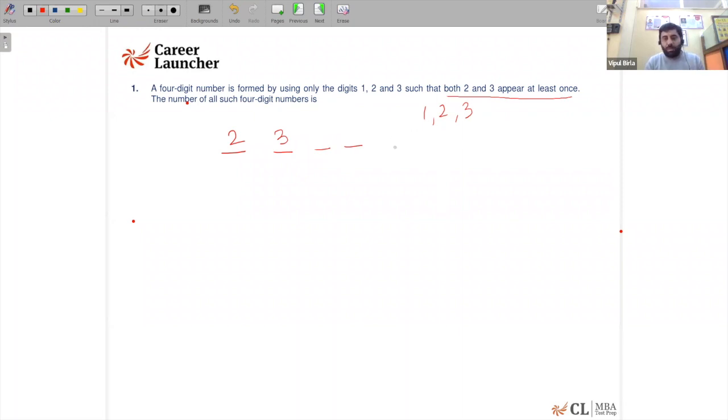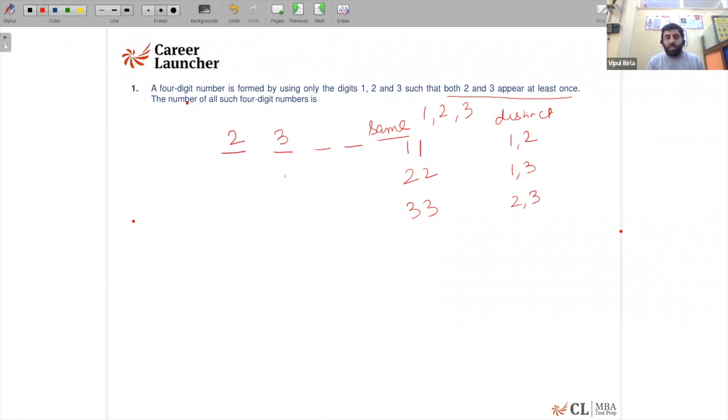Now, if they are the same, we can have either 1, 1 or 2, 2 or 3, 3. This is the case when the remaining 2 digits are the same. If the other 2 digits are distinct, then I can pick 1 and 2, or 1 with 3, or 2 with 3. So for the remaining 2 same, these are the 3 cases, and for the remaining 2 distinct, these are the 3 cases.